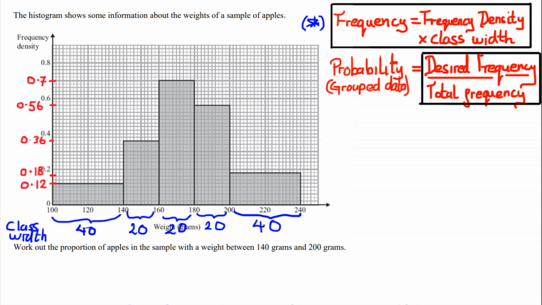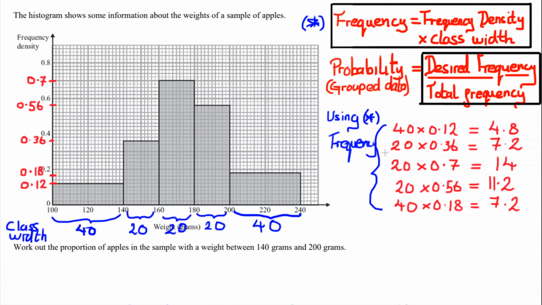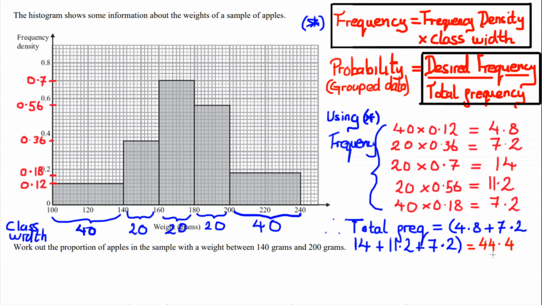Doing that, we get, for example, 40 times 0.12 is equal to 4.8, and that comes from this bar here. So the class width, 40, times the frequency density, 0.12, is equal to 4.8. The next one we have is 20 times 0.36, which is equal to 7.2. And so on. To calculate the total frequency, all we do is add up all these frequencies and we get a total frequency of 44.4. Now we've got the denominator of the probability.